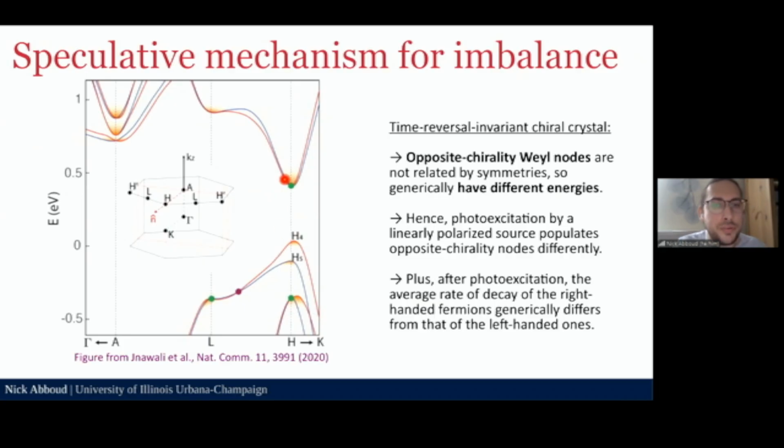excited with different populations. And moreover, after the photoexcitation, the average rate of decay should depend on the energy gap that the electron has to traverse, returning to equilibrium, which can differ on average between the right and left-handed fermions. I think this is a plausible explanation, but I still think it would be very interesting to try a circularly polarized pump. So my understanding is that they have some new data with a circularly polarized pump that shows not very much difference from the linearly polarized case, but I'm not sure how to interpret that yet.